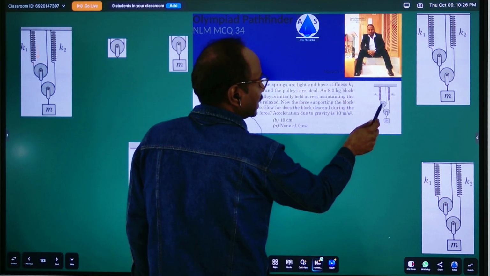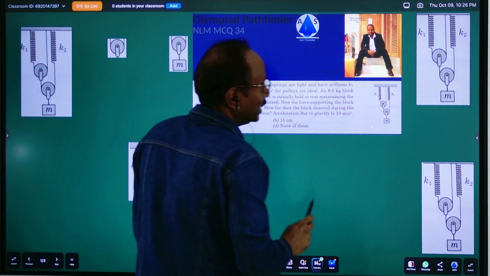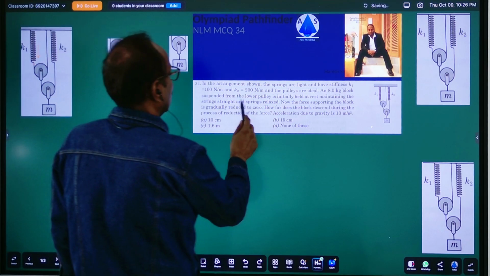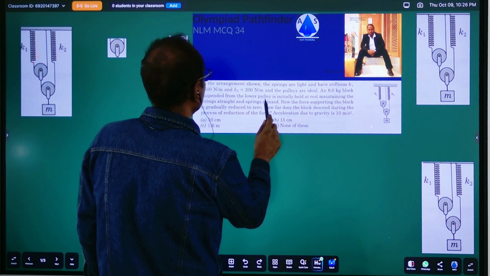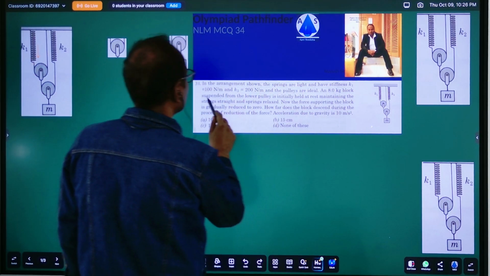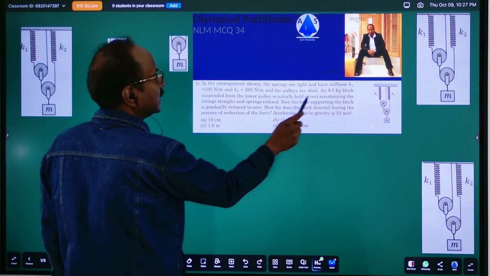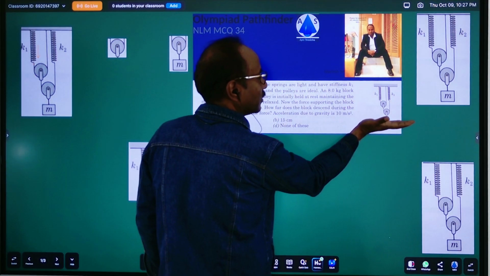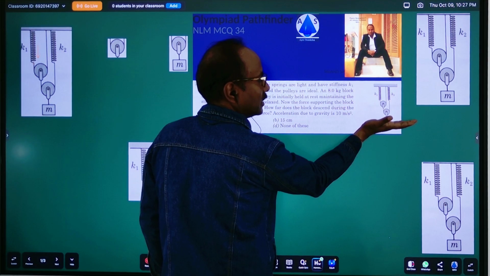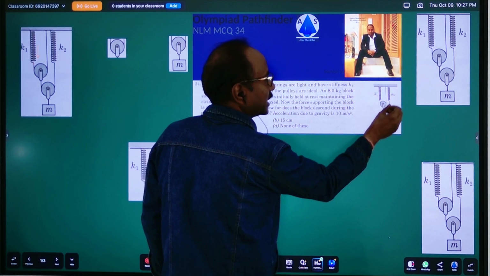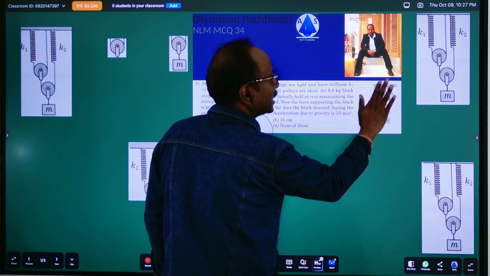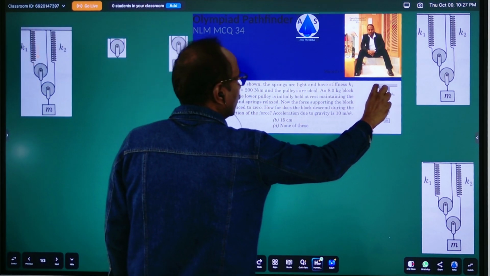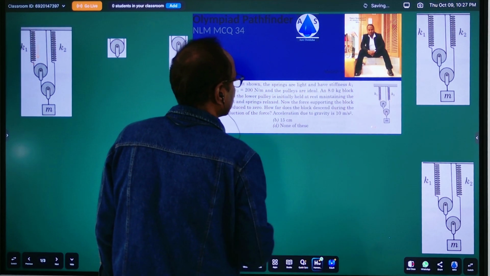And the pulleys are ideal. There are two pulleys. These pulleys are ideal. Ideal pulley means massless pulley and frictionless pulley. From the lower pulley, an 8 kg block is suspended and initially held at rest, maintaining the strings straight and springs relaxed. So you are holding it at rest in such a way that your strings and your springs are straight and relaxed. Relaxed means there is no stretch in the springs.